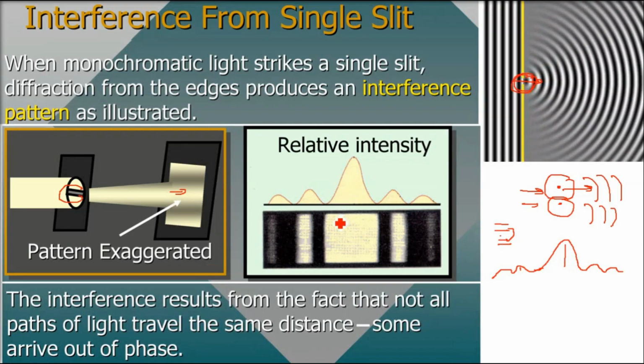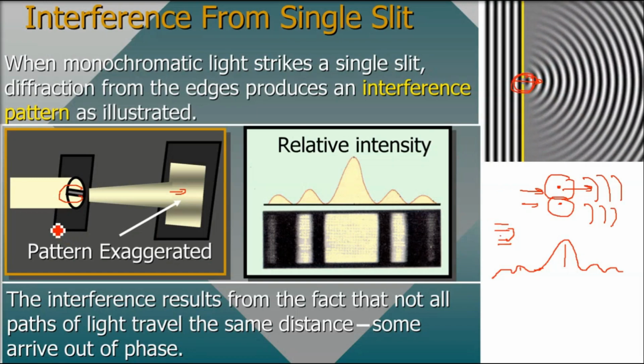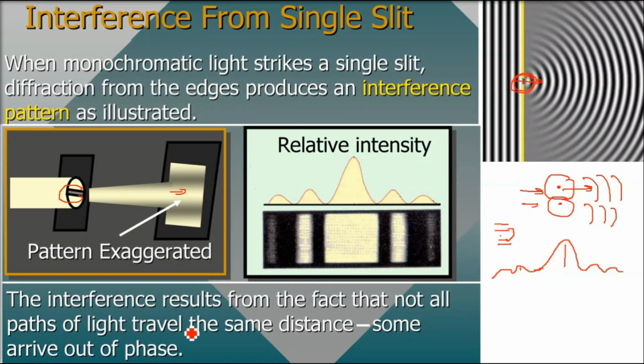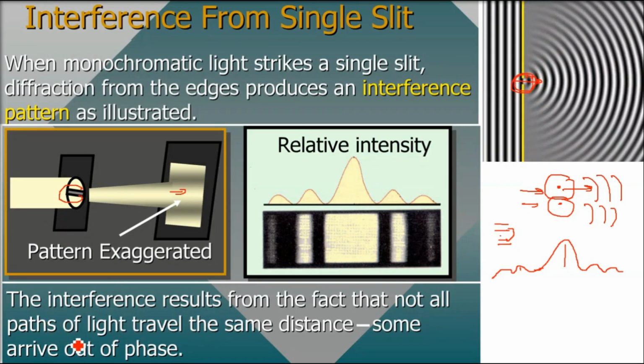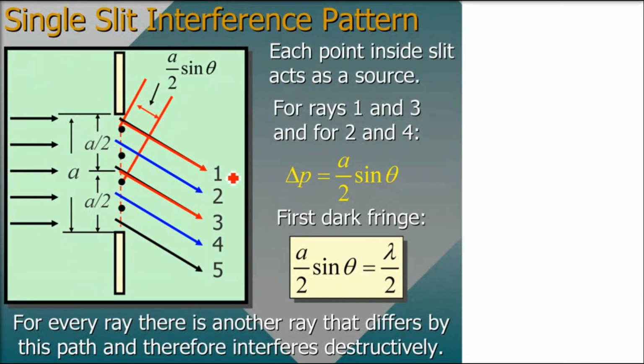So the interference results from the fact which we already discussed, that the light which is traveling, the path is different. That is, not all the path of the light travel the same distance. Some arrive out of phase also. In single slit interference pattern, we assume that all these points are by itself a source. That is, each point inside the slit acts as a source.